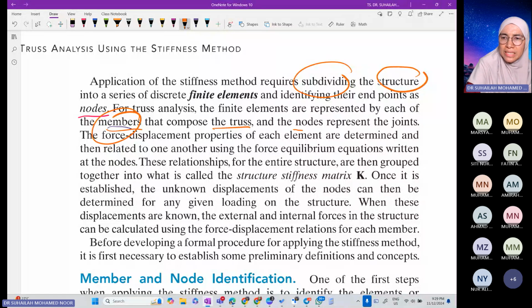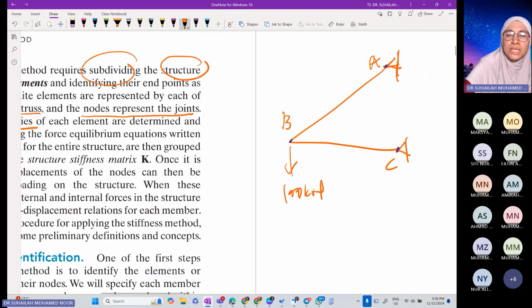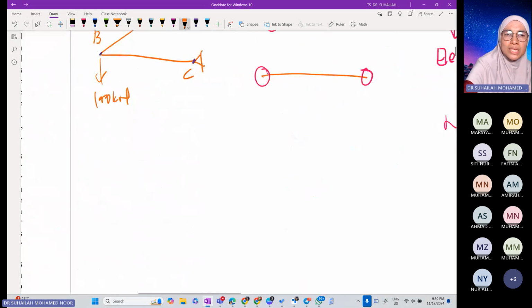Node represents joint. And then here they highlight force displacement properties. What is force displacement properties? Force displacement properties, you have seen the shape of it when you did the tensile test in the lab.